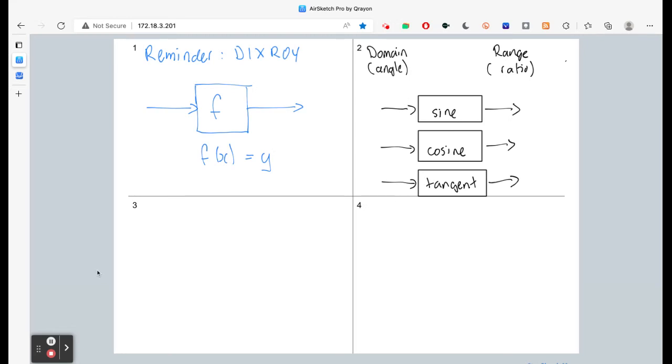Hi there. In this video, we are going to have a look at trigonometric functions. Before we look at them in more detail, just a reminder about how a function operates.